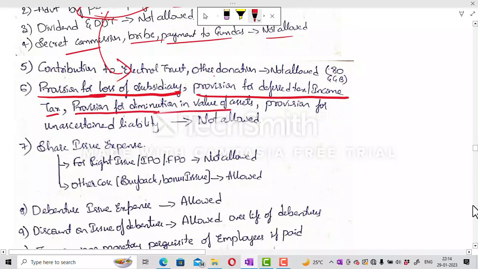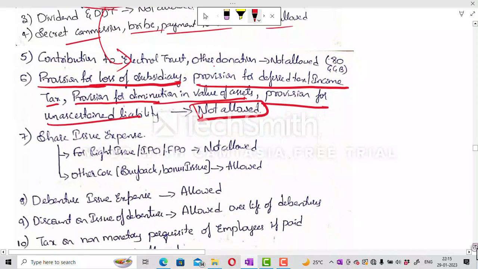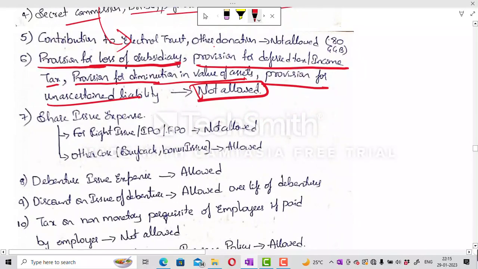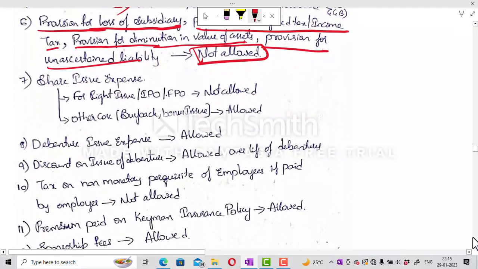Provision for diminution in the value of assets. Provision for unascertained liability. All these are not allowed expenses. Share issue: we have incurred some expenses. Can we take the deduction of that?